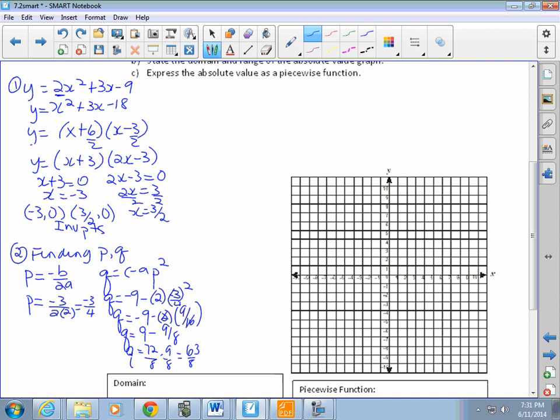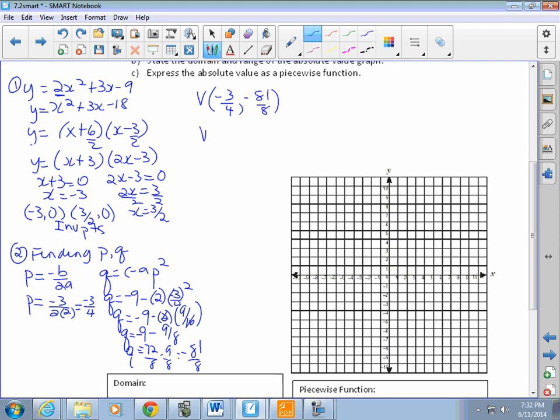Okay, just double checking my math. Oh, now I see my mistake. This should be a negative 9. 81. Wow. Sorry about that. Okay, so that should be a negative 81 over 8. So my vertex then, I'll write this over here. So my vertex ended up being at negative 3/4 and negative 81 over 8.